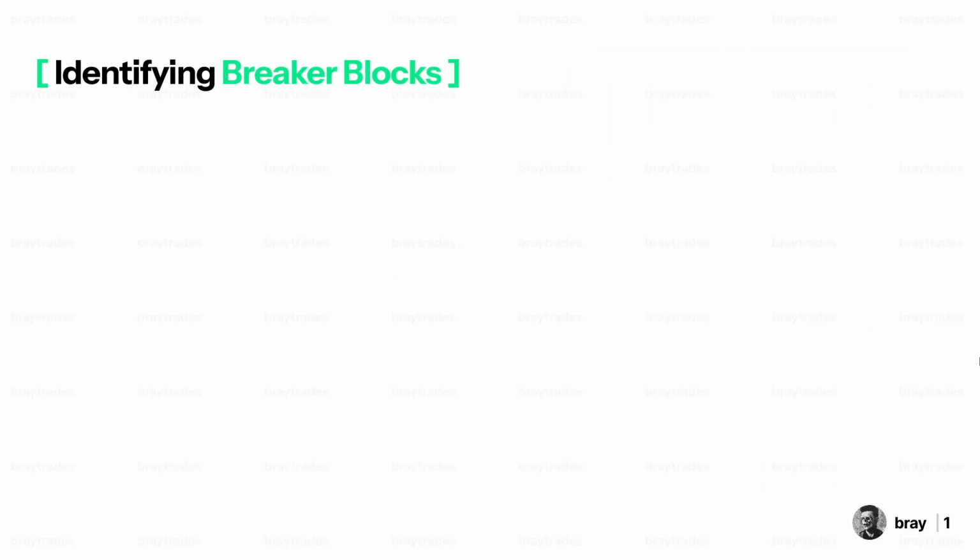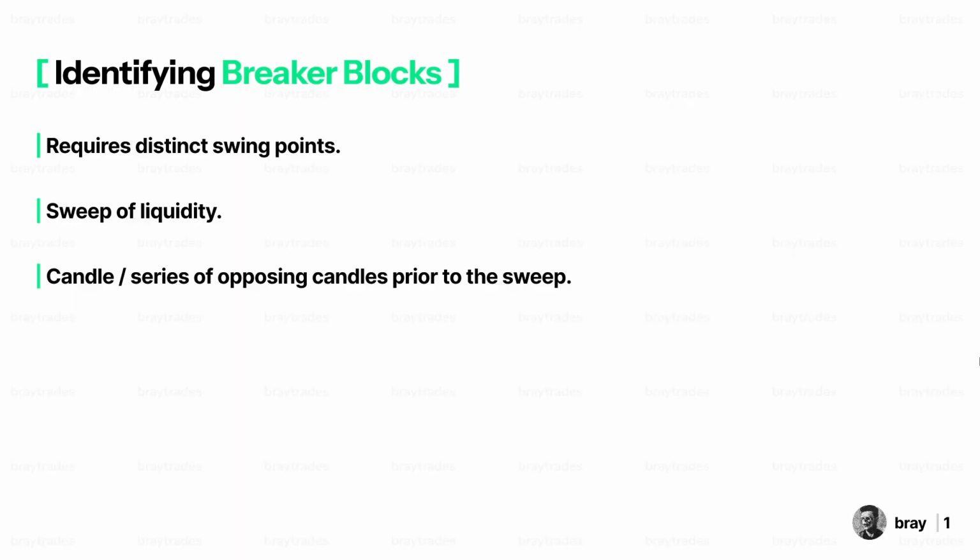I'm sure most of you are already aware of what a breaker block might be or what it may look like as a pattern. There are some key pieces of information on how to properly identify breaker blocks. Number one, they require distinct swing points. Number two, they require a sweep of liquidity. And lastly, number three, it requires a candle or series of opposing candles prior to that liquidity sweep.